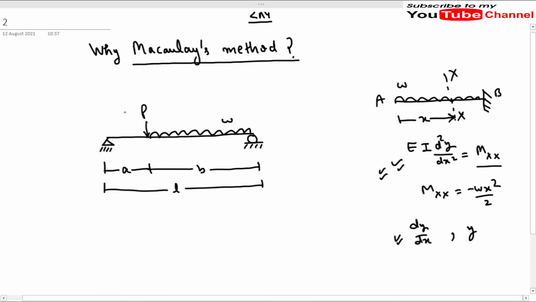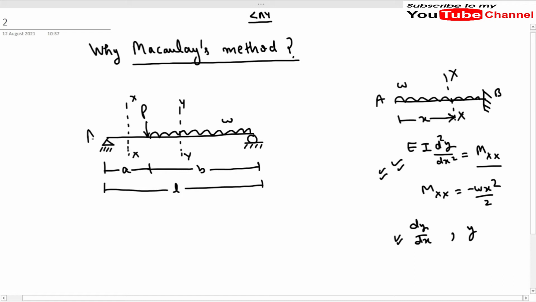Now if I want to solve this problem by using the double integration method, what we have done in our previous video is we have taken two sections like this, one section xx and the other section yy. Now why have we taken these two sections? The reason is that this loading is discontinuous. What does it mean by discontinuous? Discontinuous means that this UDL, which is of W kilonewton or W unit per meter, is not acting on the whole span of the beam.